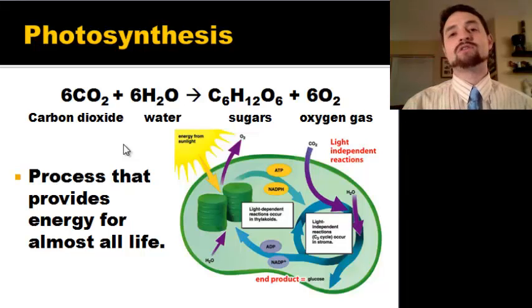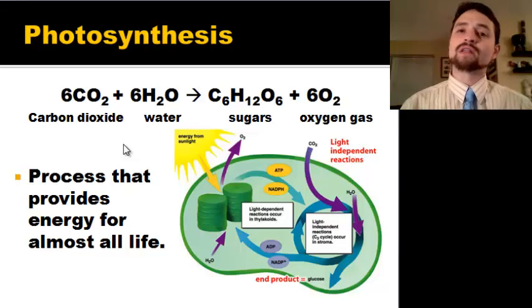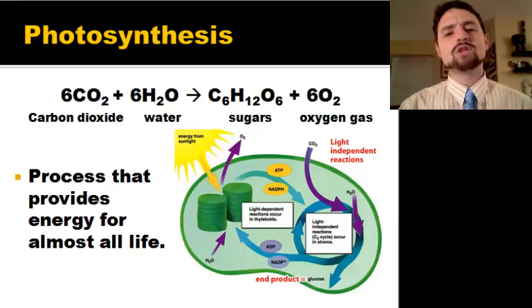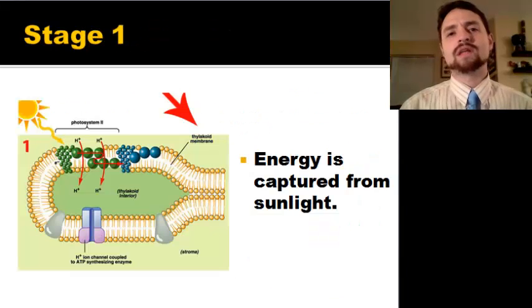Everything out there that you would think of as living, for the most part, gets energy from photosynthesis, either directly, meaning it does photosynthesis, or indirectly, meaning it eats something that does photosynthesis, or eats something that ate something that does photosynthesis, and so on and so forth. So let's look at this process. It's primarily broken down into 3 steps.